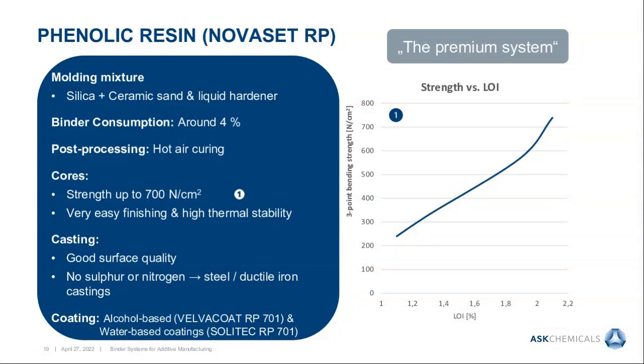As for casting properties, there are very good surface qualities that can be obtained with this system. And since it doesn't contain any sulfur or nitrogen, it's very suitable for steel or ductile iron castings. And we also provide coating solutions for this system as well, which can be alcohol-based, like the Velvacoat RP701, or water-based, like the Solitec RP701.